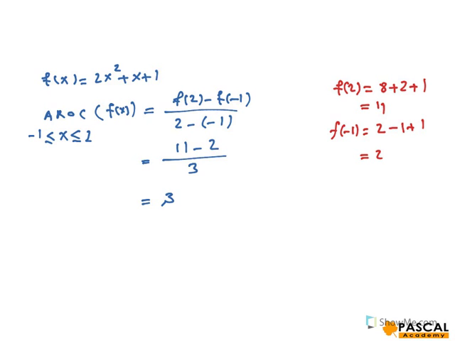What is the geometric interpretation of this number? Geometrically, the slope of the line joining the two endpoints on the graph of f(x) = 2x² + x + 1 is 3. The endpoints are (-1, 2) and (2, 11).